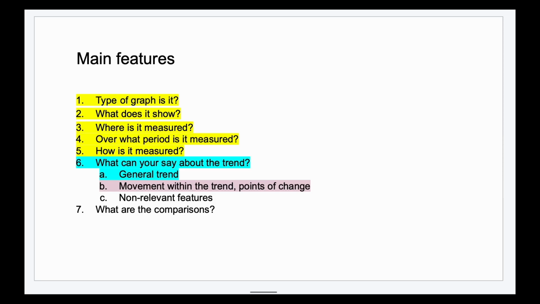We're going to say something about what type of graph we are describing, what does it show, where is it measured, over what period is it measured, how is it measured, what can we say about the general trend, what can we say about the movements within the trend or the points of change, and also we have to know what the non-relevant features are, because these are the features we are not going to mention. And then lastly, but not least, you also have to come up with a comparison when relevant, of course.